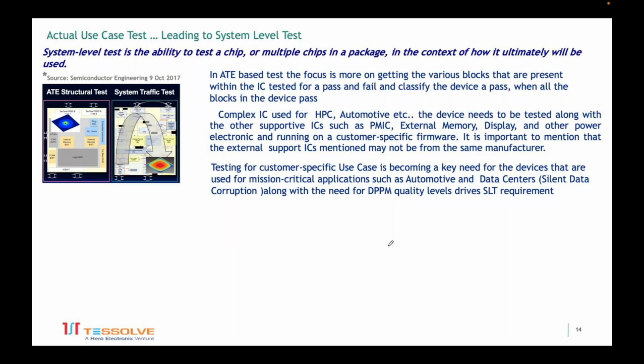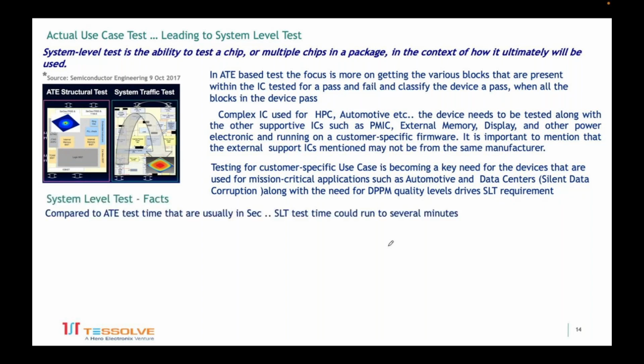For example, it could be automotive or data centers. People talk about silent data corruption, which may not be captured at ATE at all. System level test could capture it. There is no statistic at this point of time on whether the silent data corruption could be captured or not, but eventually such a thing will help to improve the DPPM to a next level, more than doing ATE test alone.